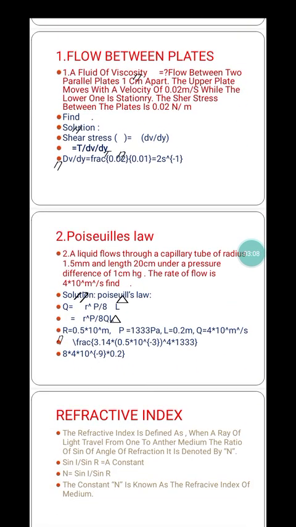Coefficient of viscosity numerical problems. First one, flow between plates. A fluid of viscosity eta flows between two parallel plates 1 centimeter apart. The upper plate moves with a velocity of 0.02 millimeter per second, while the lower one is stationary. The shear stress between the plates is 0.02.